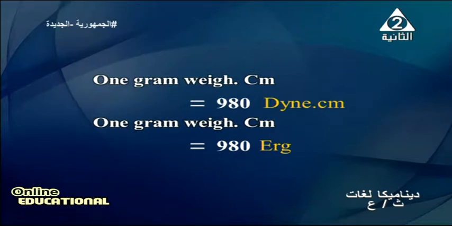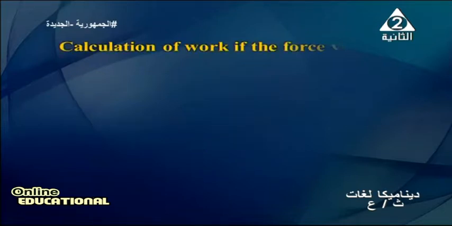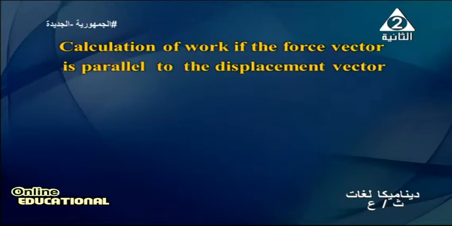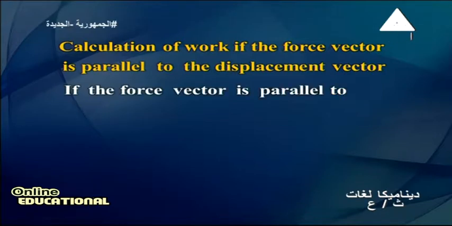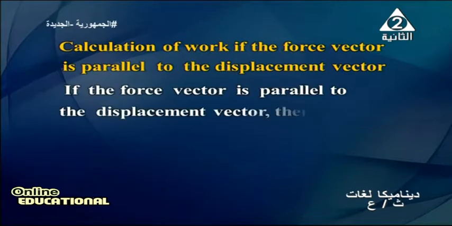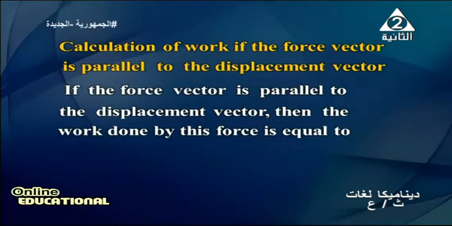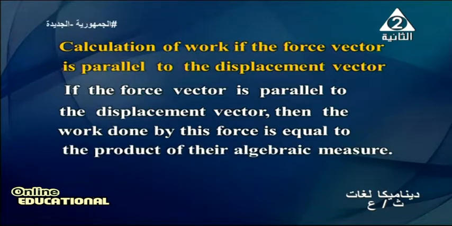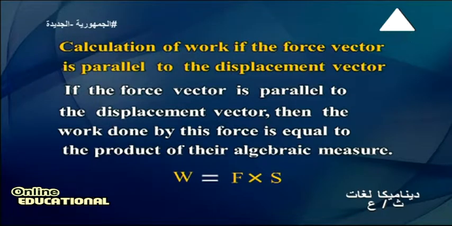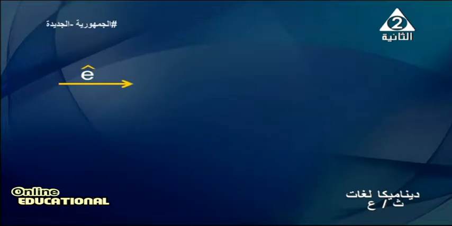Now, if the force vector is parallel to the displacement vector, then what is the work in this case? If the force vector is parallel to the displacement vector, then the work done by this force is equal to the product of their algebraic measures. Then W equals F times S. But we have three cases for the directions of F and S.